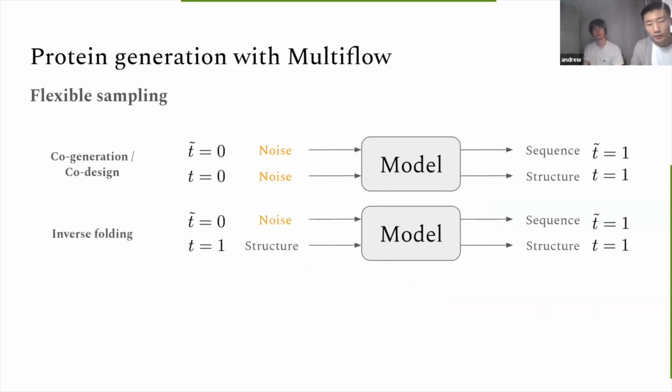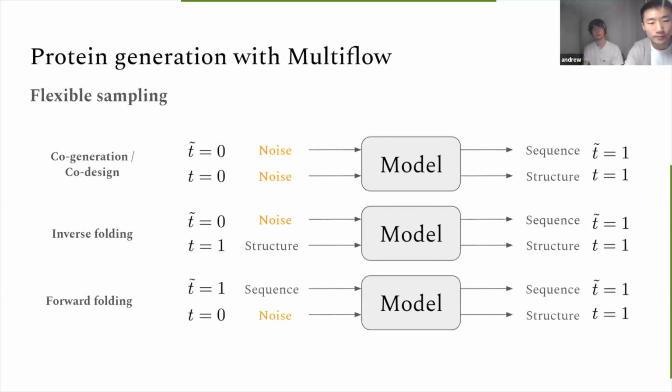so they're both being denoised at the same rate. And for inverse folding here, because you want the structure to start from data, you would set T to be 1, and then let the noise just go from 0 to 1, so that the sequence is only denoised while the structure stays static. Forward folding is then the opposite, where the sequence is constant, so that stays fixed by setting T tilde to 1, and then the structure is what gets denoised, and that's where T goes from 0 to 1.